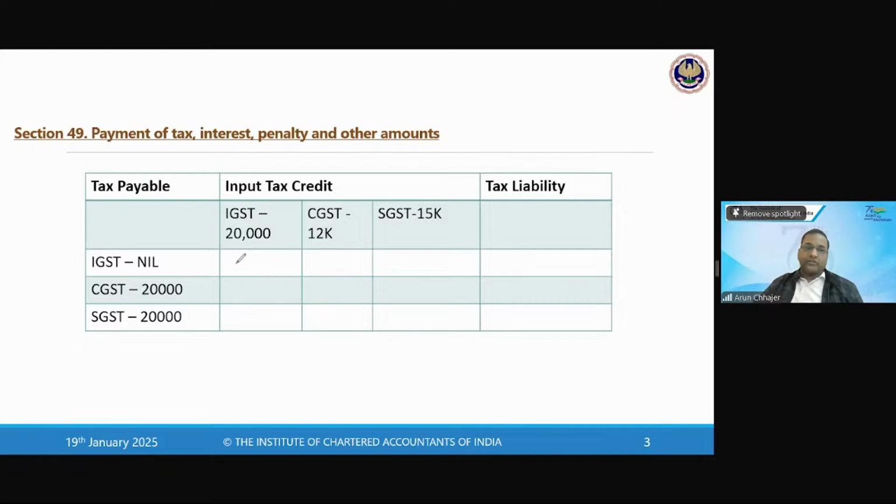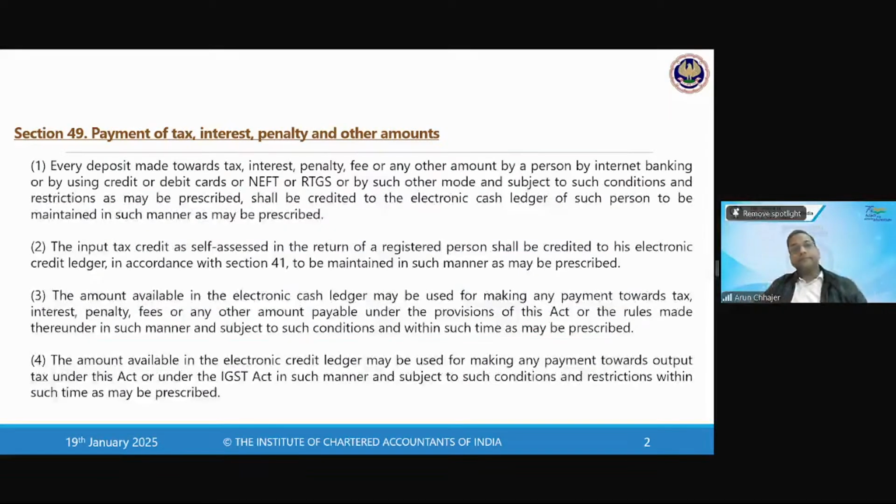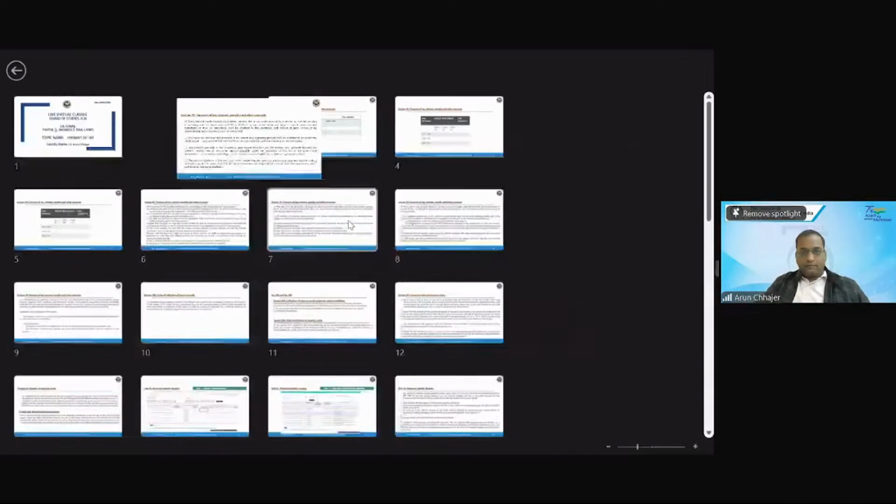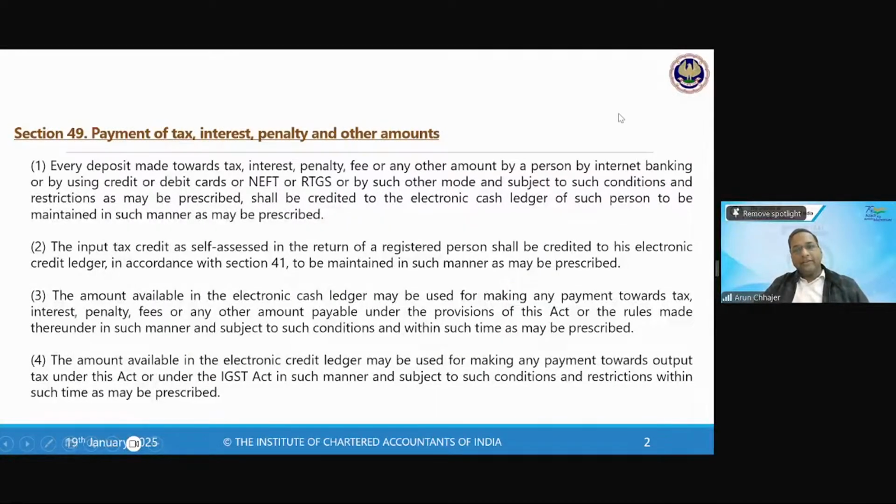Okay. चलो sir. Let me read the provisions. Every deposit made toward the tax, interest, penalty, fee or other by a person by internet banking using credit card, debit card, NEFT, RTGS or any other mode shall be credited to the electronic cash ledger.